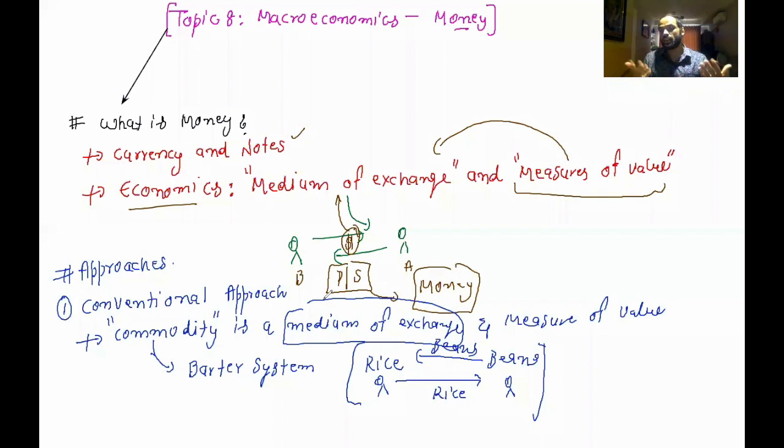Coffee or maybe tea could be exchanged, right? Not just coffee and tea. It could be coffee and rice, coffee and green beans, right? So anything can be used to exchange. So this is called the conventional methods.